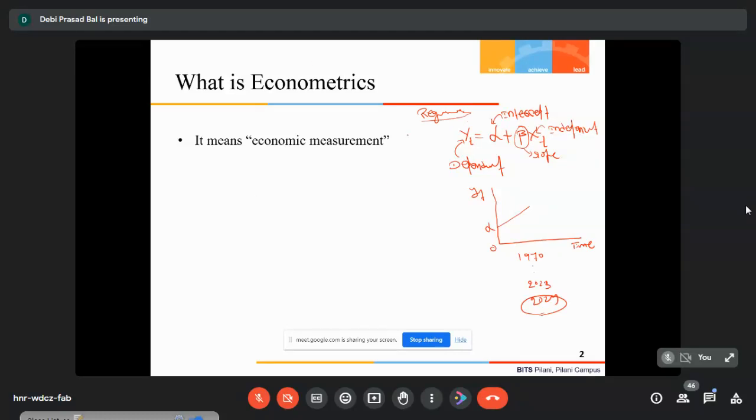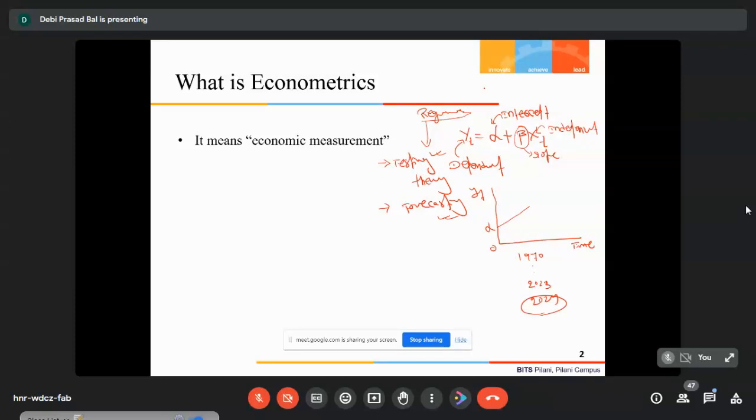So in general, what is econometrics? Econometrics is nothing but economic measurement. You are measuring something so that you can draw some kind of conclusions or some kind of policy. The main purpose of a regression model is, first, testing the theory, and next, forecasting. The whole fundamental of a regression model is to test the theory, whether the theory is validated or not, and forecasting. It's only two purposes. Very, very simple.